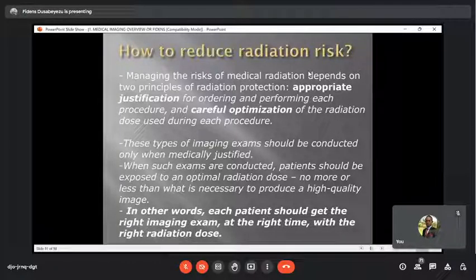Each patient should get the right imaging exam. Is it CT, ultrasound, MRI? At the right time. Don't just send the patient. And in radiology, let us use the right radiation dose. Let us be careful about the dose we are sending to the patient. Okay? That's how we can minimize or reduce radiation risk to the patient and to us. Okay?